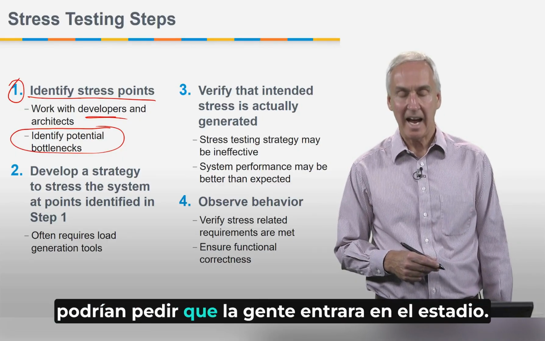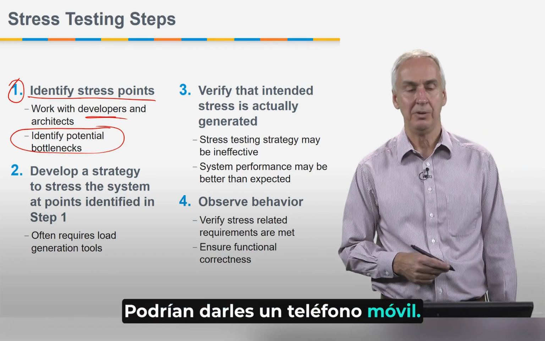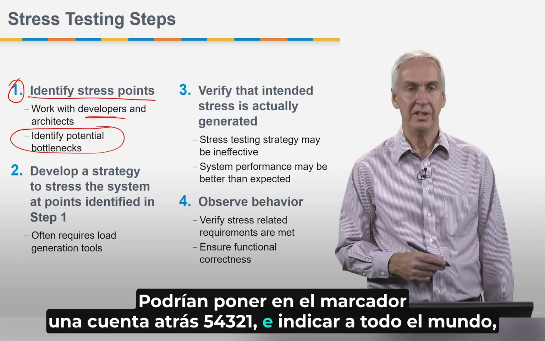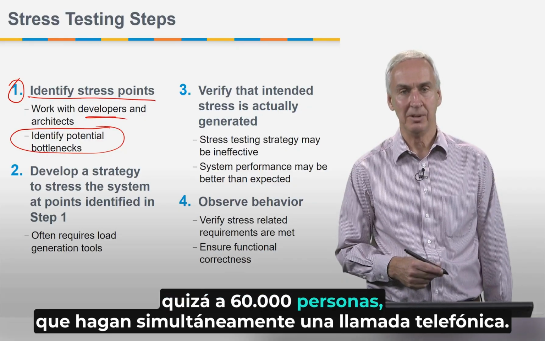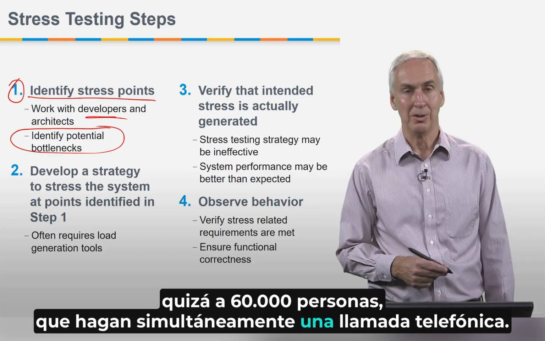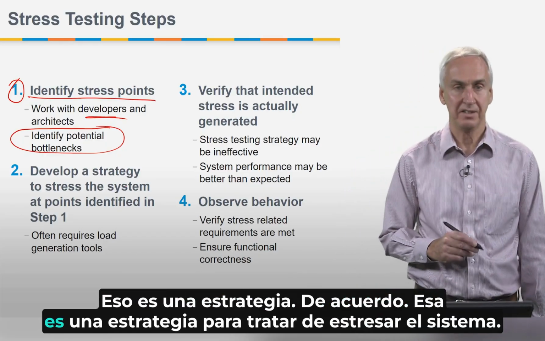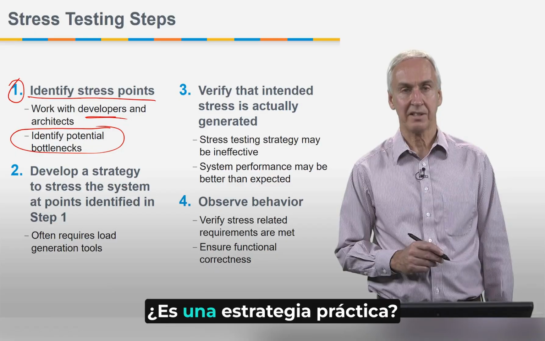They could ask for people to go into the stadium. They could give them a mobile phone. They could put up on the scoreboard a countdown, 5, 4, 3, 2, 1, and instruct everybody, maybe 60,000 people, to simultaneously make a phone call. That's a strategy, okay? That is a strategy for trying to stress the system. Is it a practical strategy?